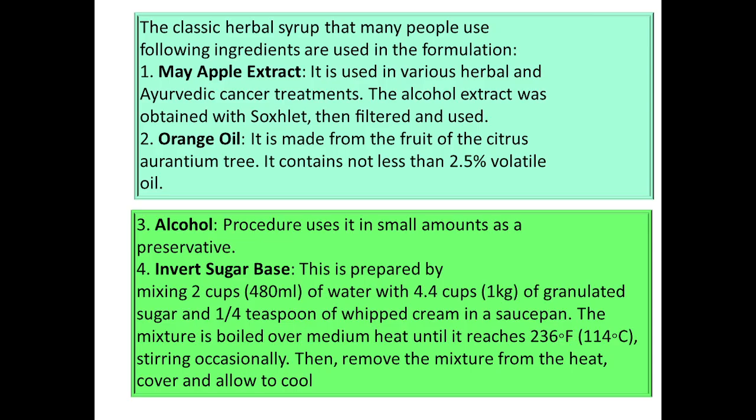So it is prepared just by mixing 2 cups of water with 4.4 cups of granulated sugar and 1/4 teaspoon of whipped cream, and just boil it, and the temperature should reach 114 degrees Celsius, stirring occasionally, and in this way the invert sugar base is prepared.